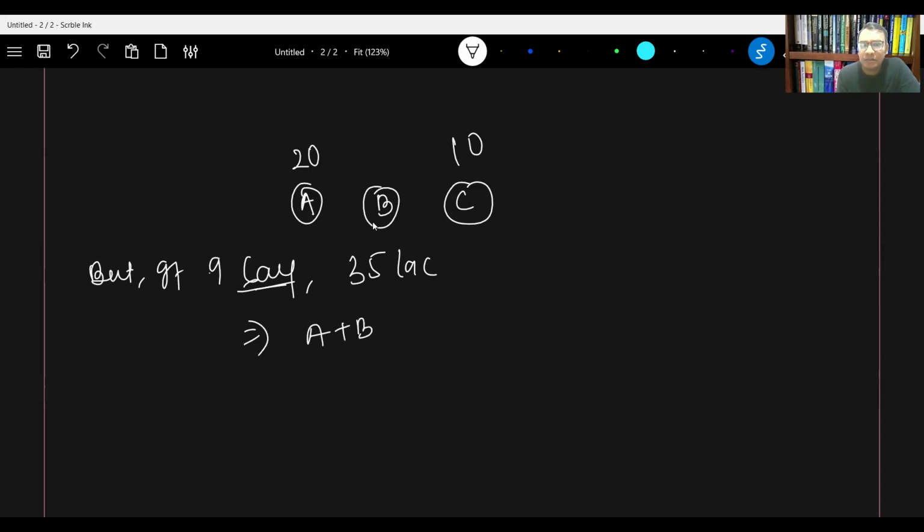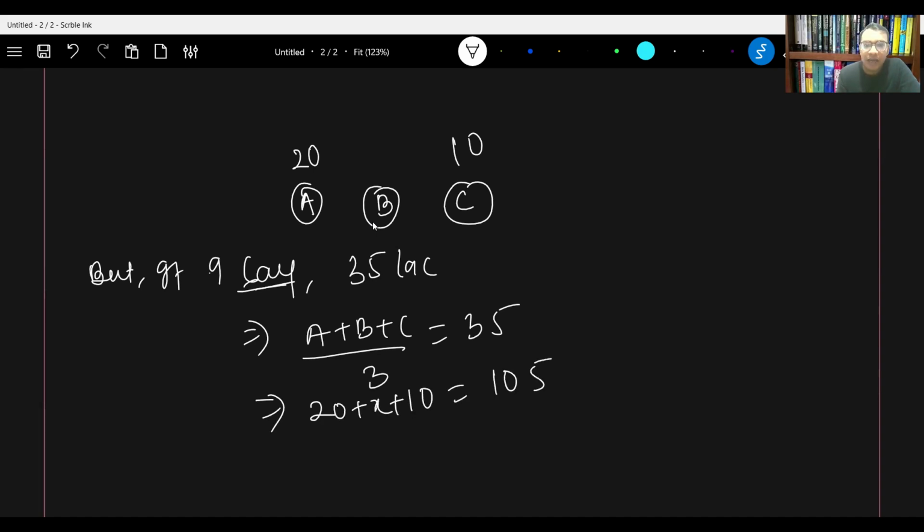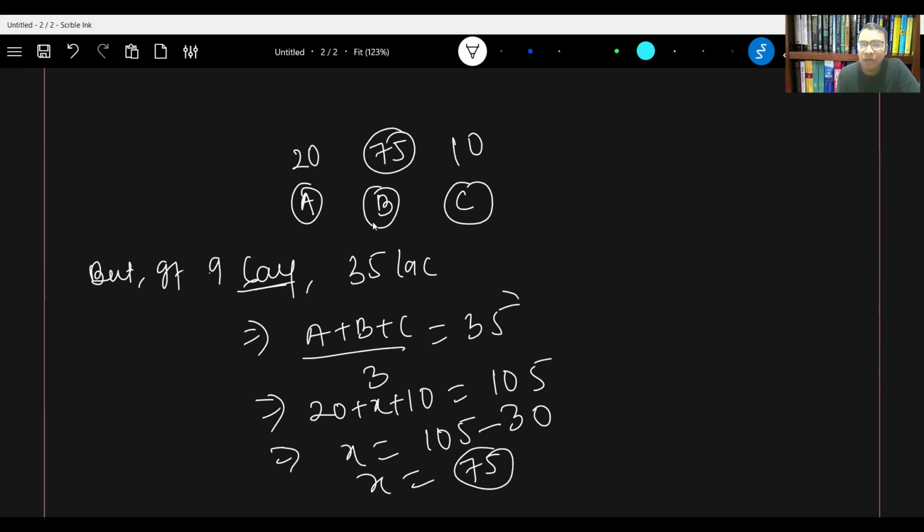A plus B plus C divided by 3 is equal to 35 lakhs. So 20 plus X plus 10 is 105, and X is equal to 105 minus 30. So X is equal to 75. So here we simply say the salary of B is equal to 75. How? Actually, we know the average mean salary of A plus B plus C. Okay, so that is the mean concept.